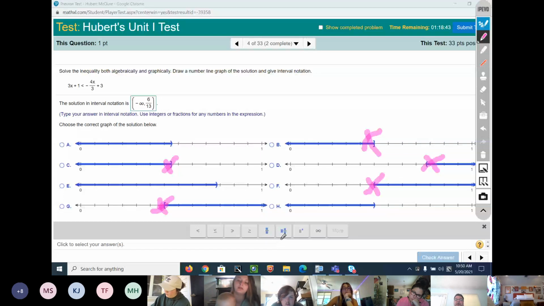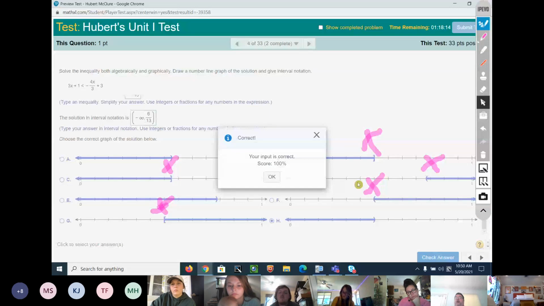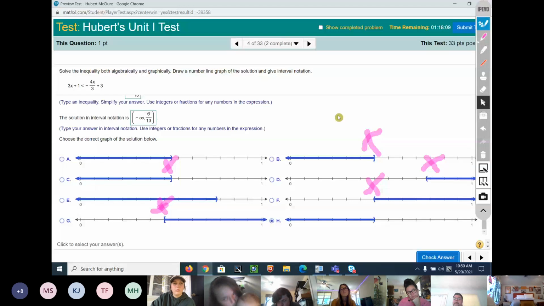So now it's either alpha, echo, or hotel? Which one is it? H. 1, 2, 3, 4, 5, 6. I believe it's hotel. So we take our handy dandy mouse and click on hotel and check answer. We are winners. And let me get rid of this. There we go.